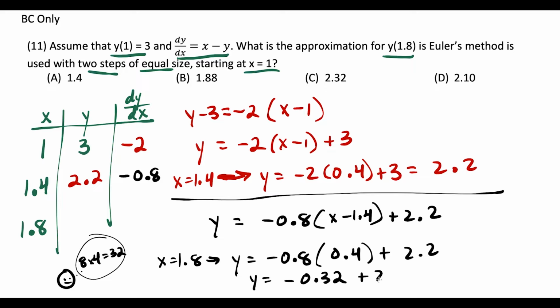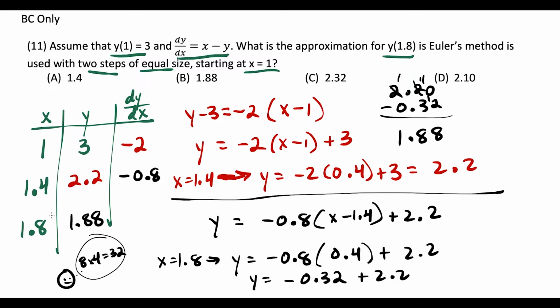Okay, so that's how we would work this out, and then plus 2.2. From this step, I would just do the long subtraction off to the side. We have 2.20 minus 0.32, and I'm just going to work this out. We're going to borrow here. 10 minus 2 is 8. Borrow here to make this a 1. 11 minus 3 is 8, and then 1 minus 0 is 1. So this is going to work out here. We have 1.88 as our approximation for y at 1.8. Choice B is our solution.